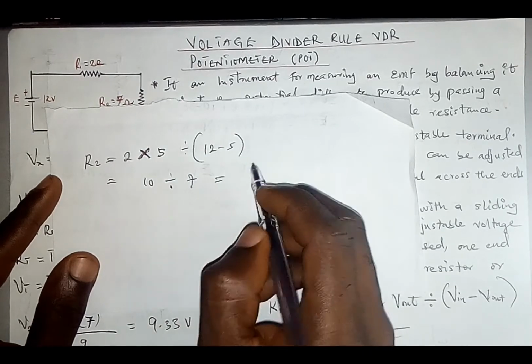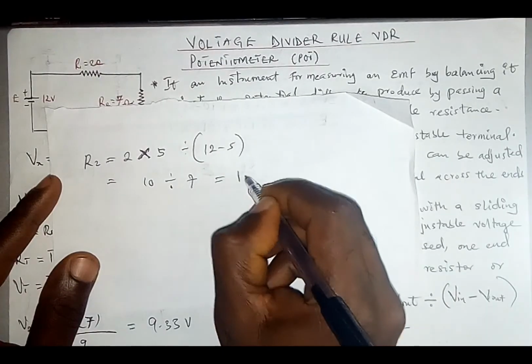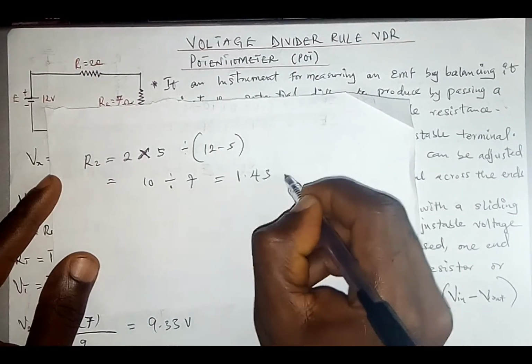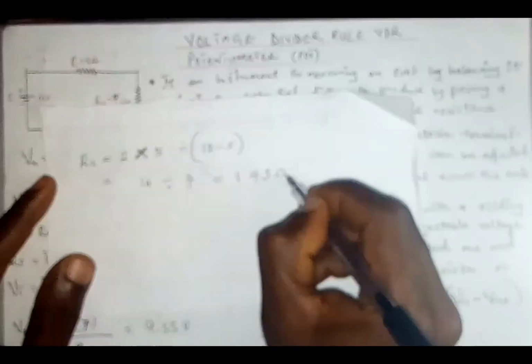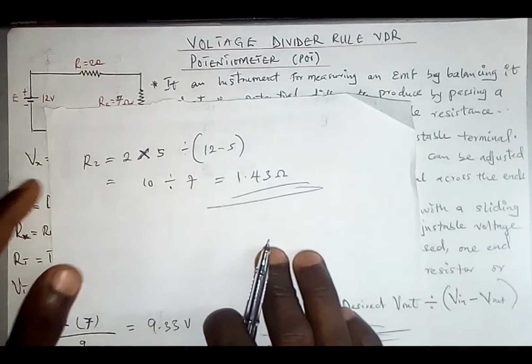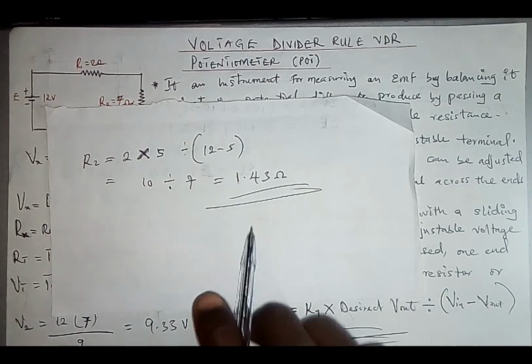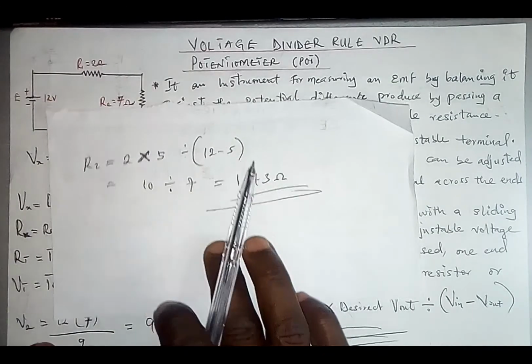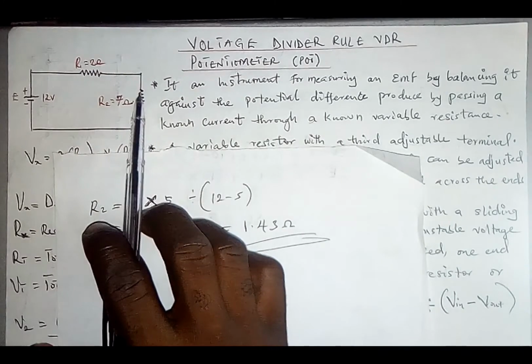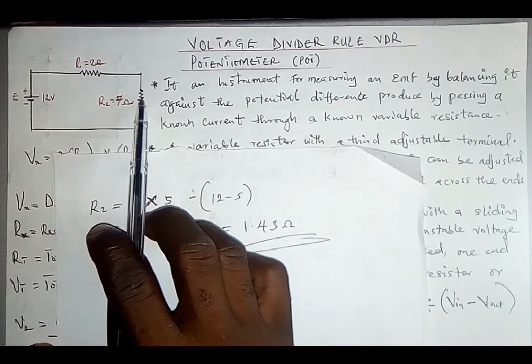So your answer is going to be 1.43 ohms. So at exactly 1.43 ohms, if you try it with your voltmeter, you are going to get the same answer. At exactly 1.43 ohms, you will be able to get 5 volts at this resistor.